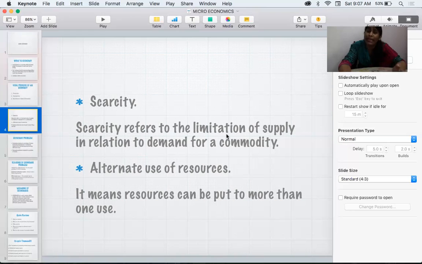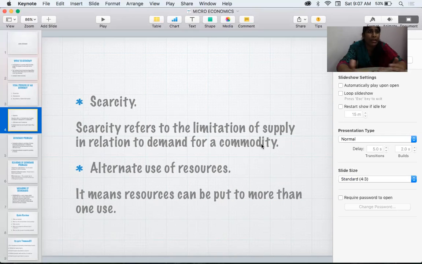In your daily life also, you can feel that there is scarcity now because of COVID-19. We all are sitting at home and we are not going to our activities, and what is happening is there is a shortage of all the necessary things that are needed, so that we can say it is scarcity. So what is scarcity? Scarcity refers to the limitation of supply in relation to demand for a commodity.